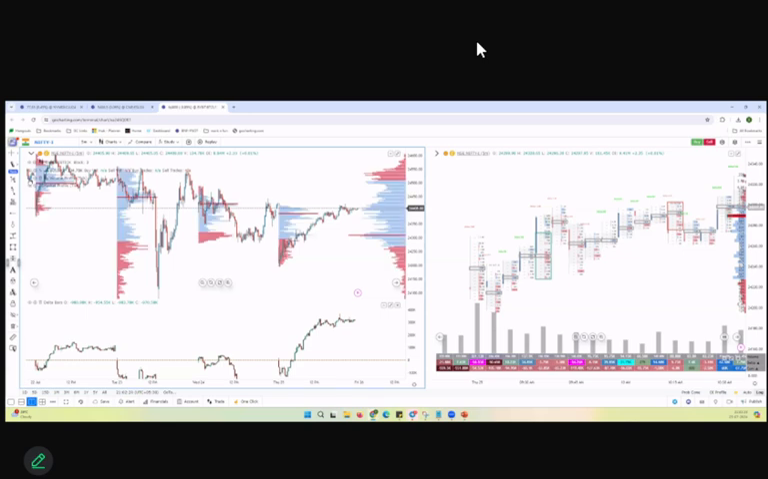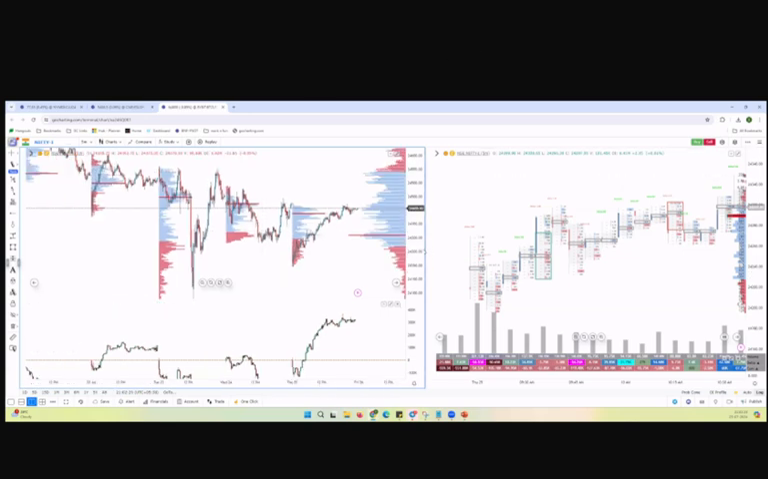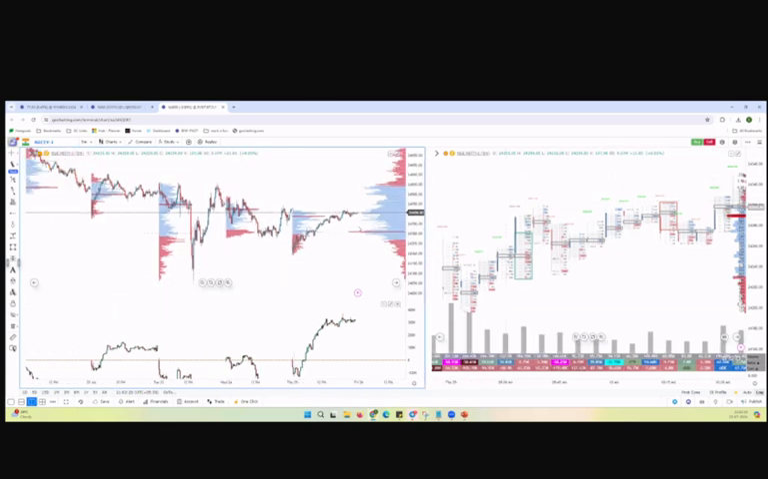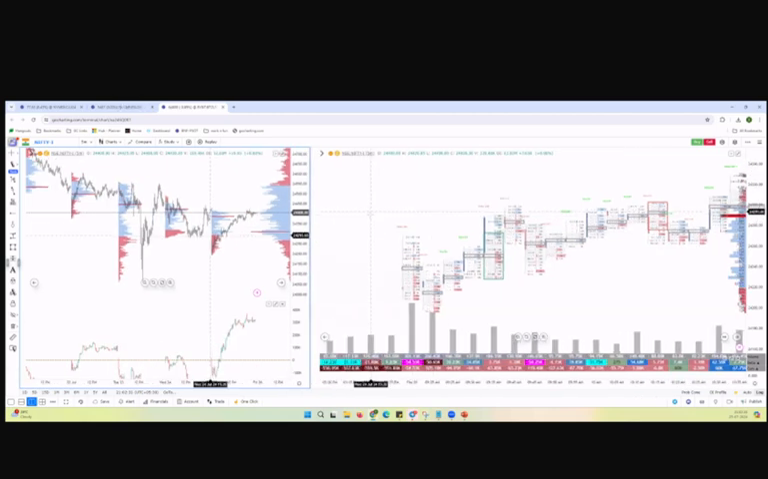Any more questions? So this is largely most of my setup. I use the volume profile, and I use the order flow on the right side. That's it.